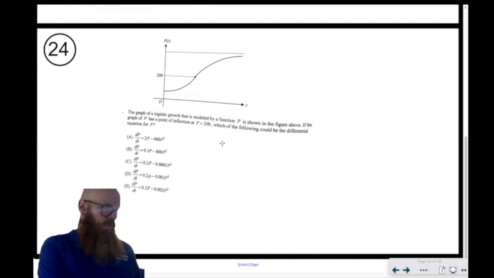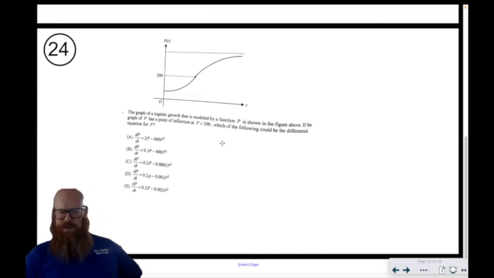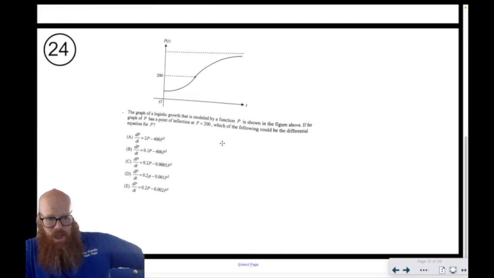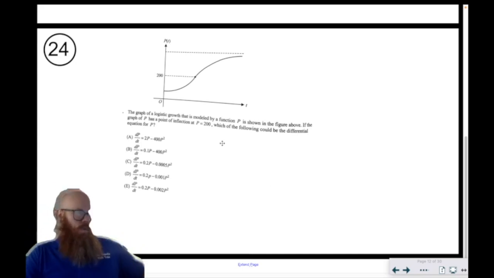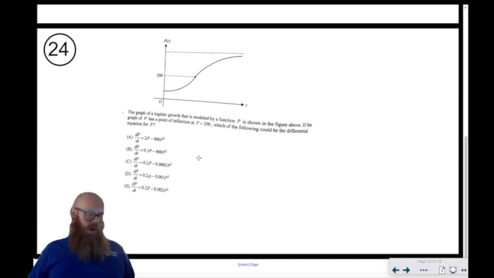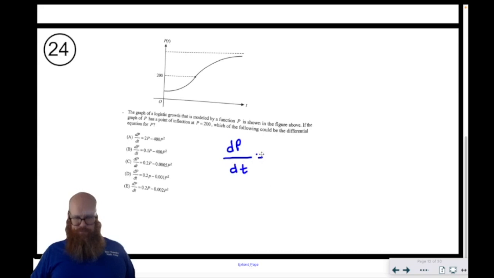All right, on we go to number 24. So we got this logistic growth model. It has a point of inflection at 200. Which of the following could be the differential equation? All right, so we really want to know the form. So this is what I'm going to write out. This is what I would have kind of committed to memory.